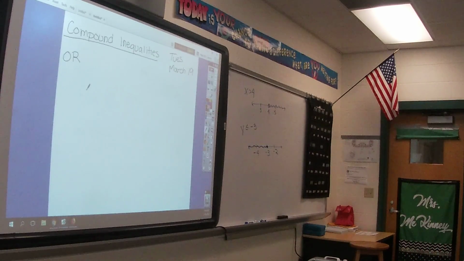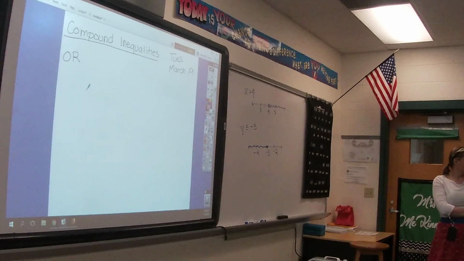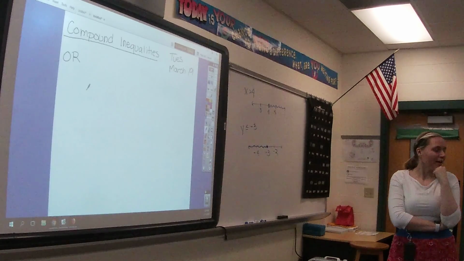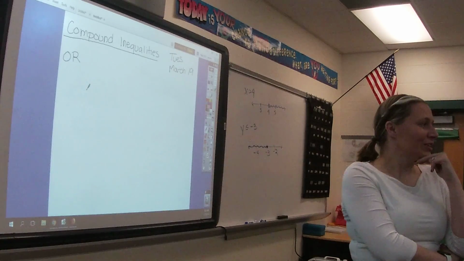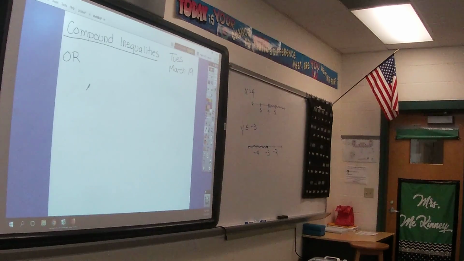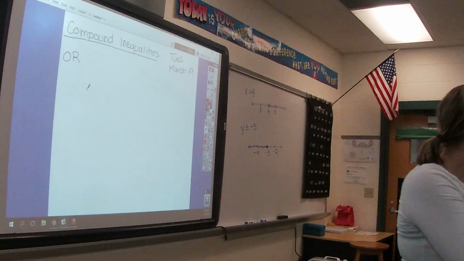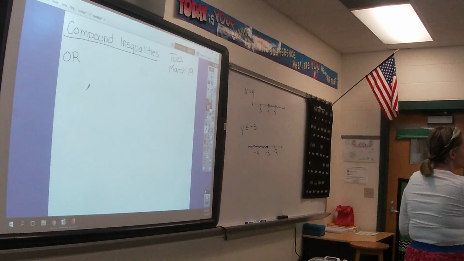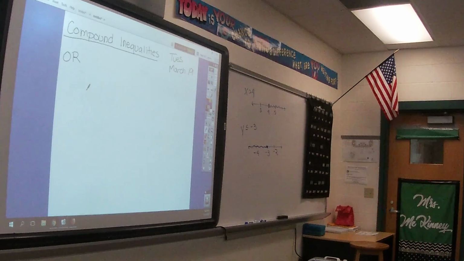So this is even trickier. What does the word or mean? Presley? Well, we use it with inequalities, but just like in the English vocabulary, if we had to give a definition to the word or, what would we give as our definition of or? Allie? Isn't it like you pick one or the other? So you're still using the word or. Right, my students, that's the definition I always get.